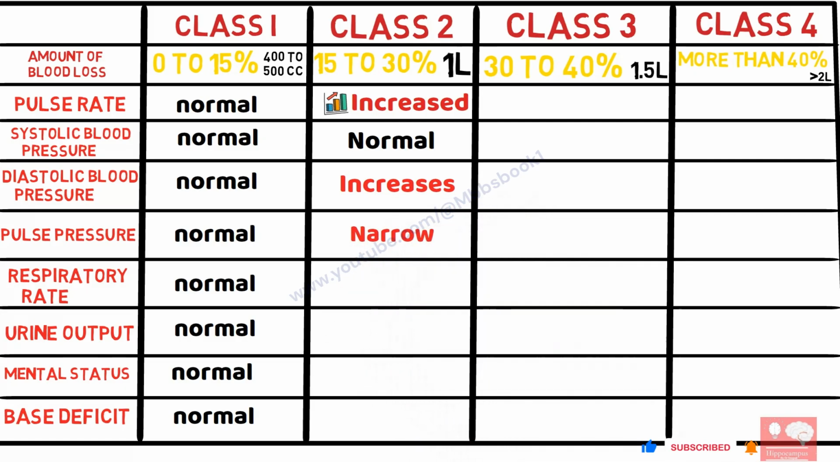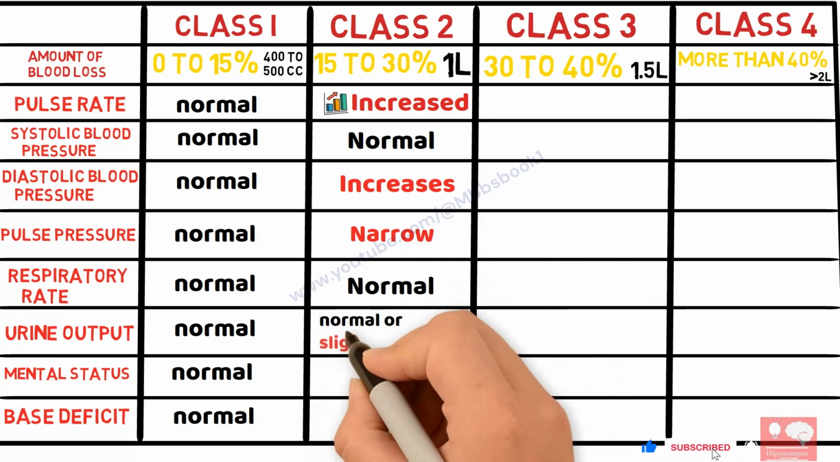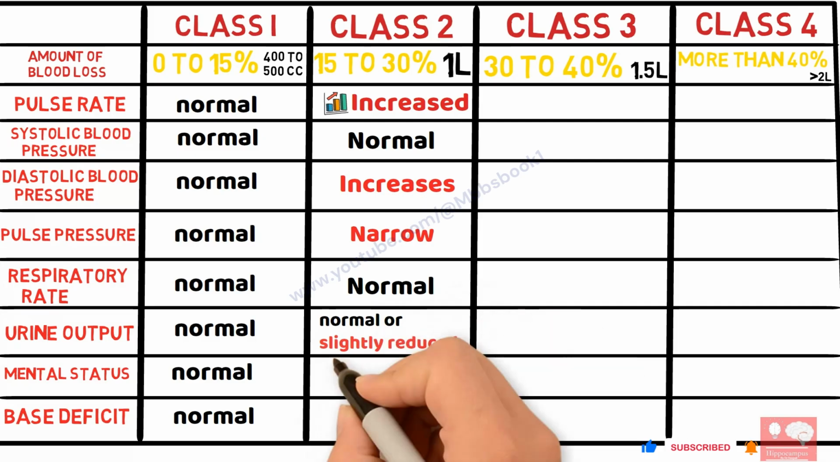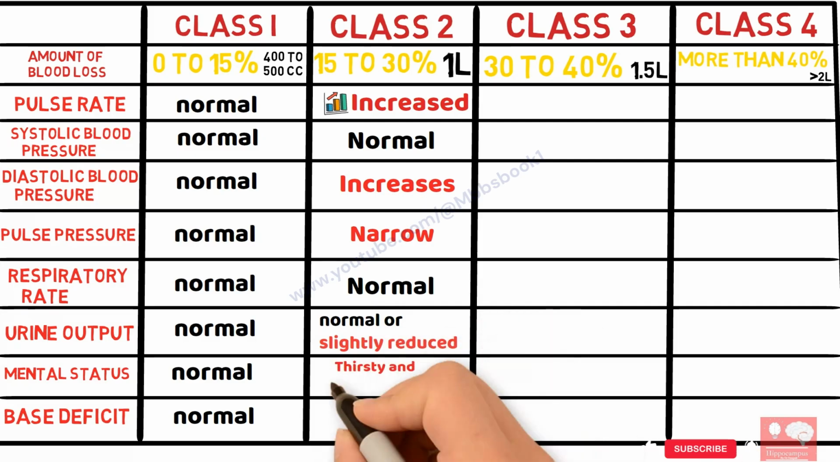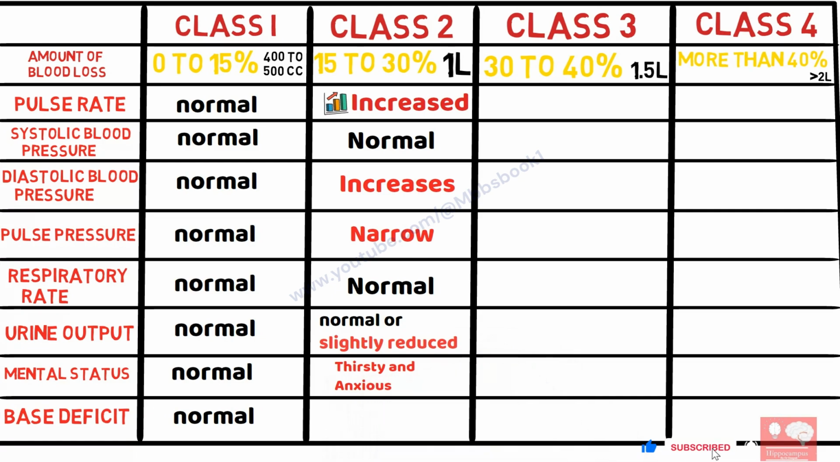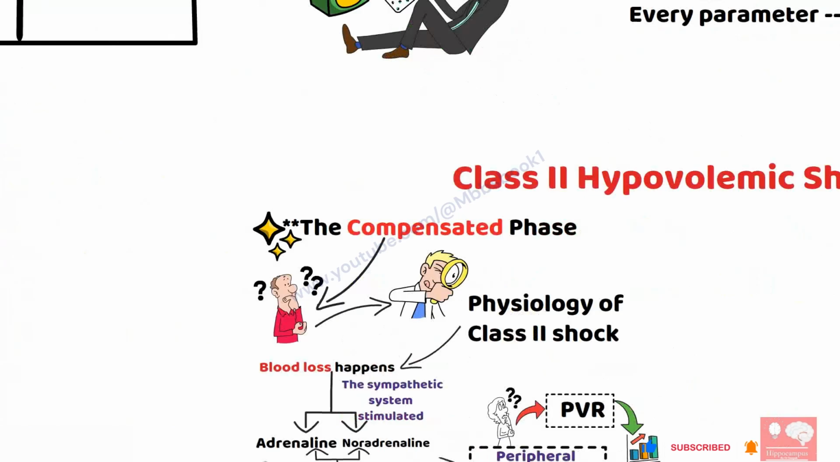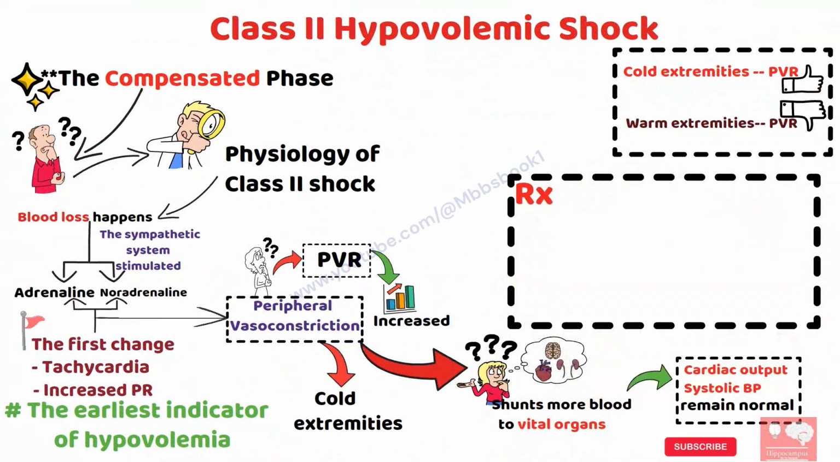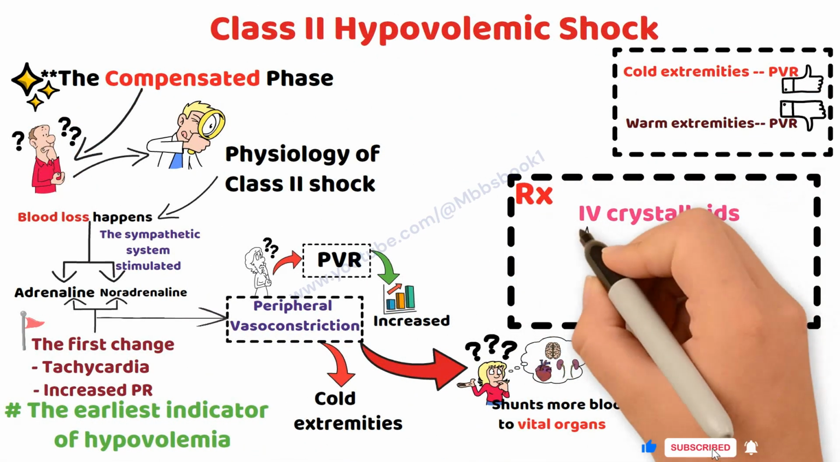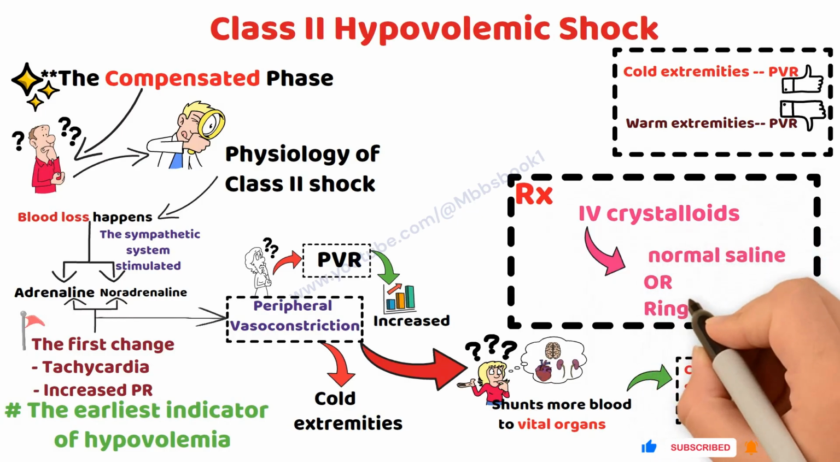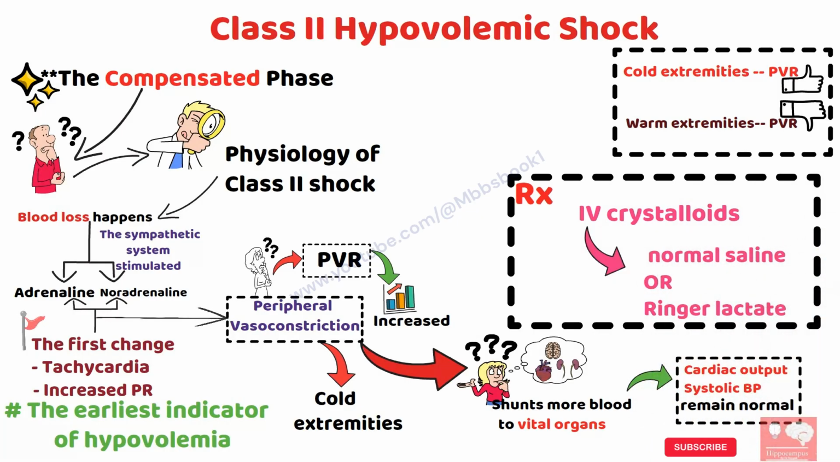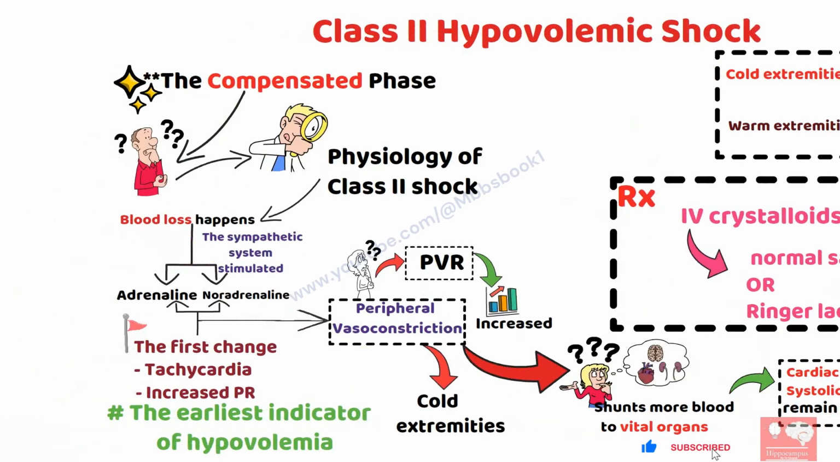Respiratory rate is going to remain normal. Urine output remains normal or slightly reduced. The mental status: the patient is going to be thirsty and anxious. And the base deficit is going to be -2 to -6 milliequivalents per liter, so some amount of acidosis has started happening now, right? These patients are going to require IV crystalloids. We can use normal saline or Ringer lactate here in the form of crystalloids to manage the patient.